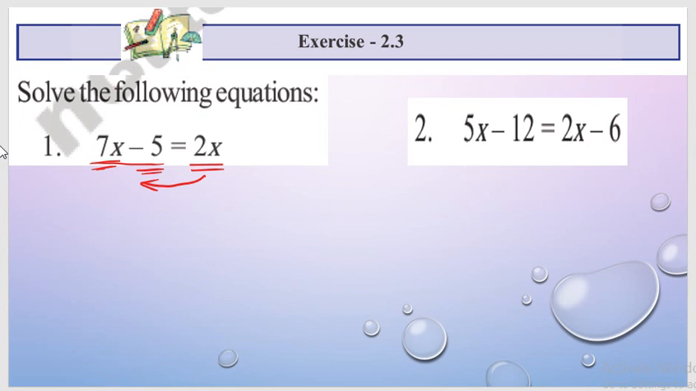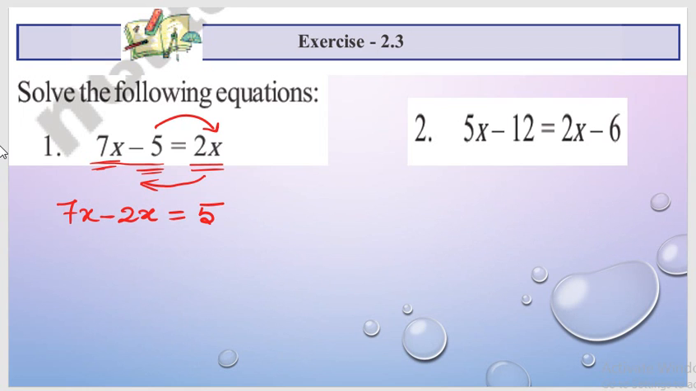Now we need to transpose this 2x to the left hand side so that both variable terms will be on the same side, and this minus 5 I need to transpose to the other side. While transposing, we know the principle: the sign changes. So 7x is already on the left hand side, so keep it as it is, and this 2x is plus 2x. If you transpose that plus 2x, it becomes minus 2x, which will be equal to, already this minus 5 I have transposed to the other side, then this becomes a plus 5.